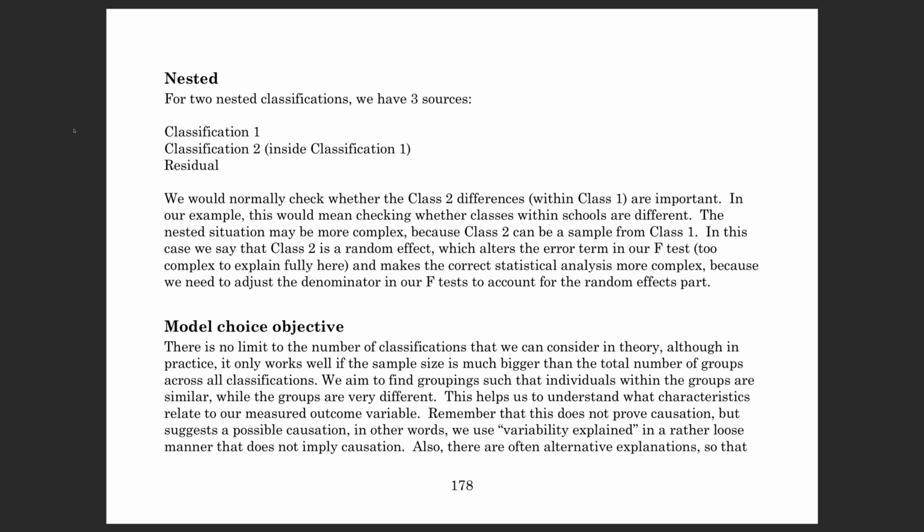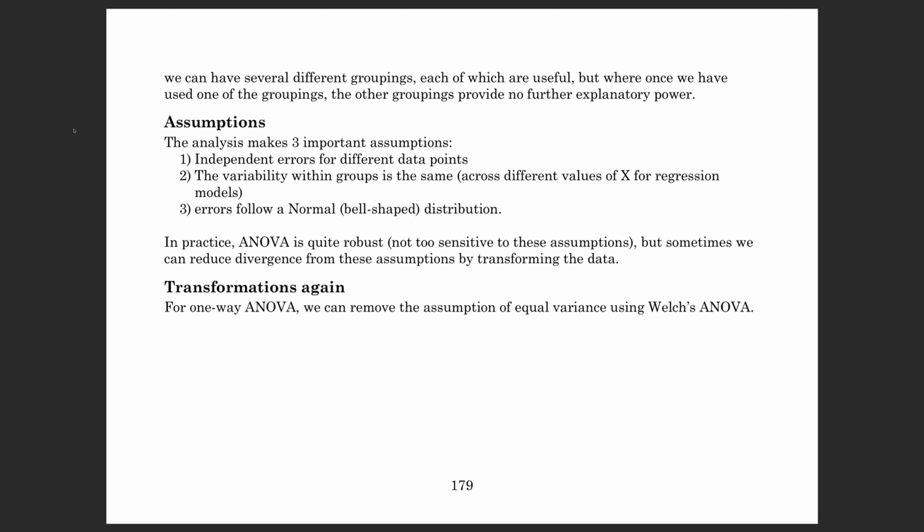In other words, that's why we use variability explained in a rather loose manner, to make it clear that we don't imply causation, as there may be other alternative explanations. So we can have several different groupings, each of which are useful, but where once we have used one of the groupings, the other groupings actually don't provide any further explanatory power.